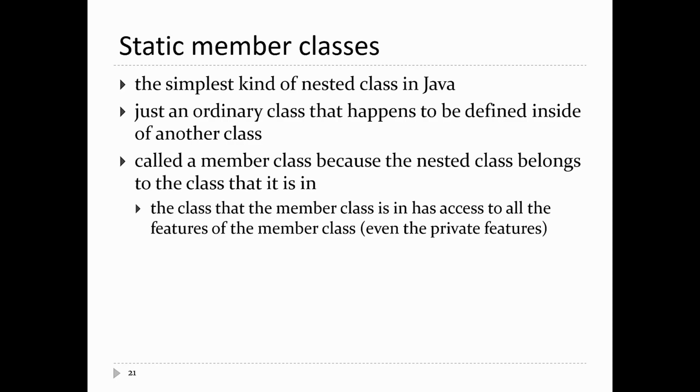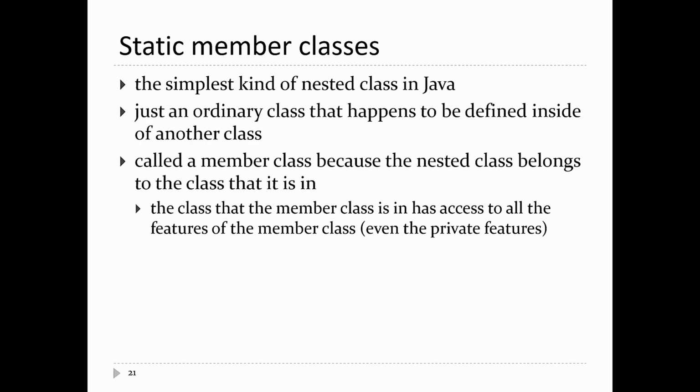A static nested class is the simplest kind of nested class that you can have in Java. Compared to the previous nested class I showed you, which was an inner class, static nested classes are simpler. All it is, it's just a regular class that happens to be defined inside of another class. That's it. There's no other difference between it and a regular class. It's called a member class because it happens to be inside of another class, and it belongs to the class that it's in. So our node class belongs to the linked stack class.